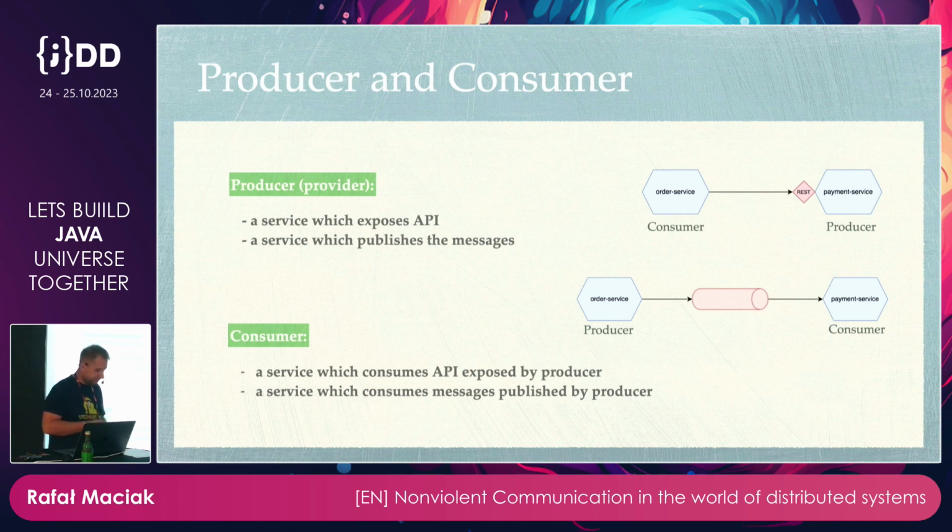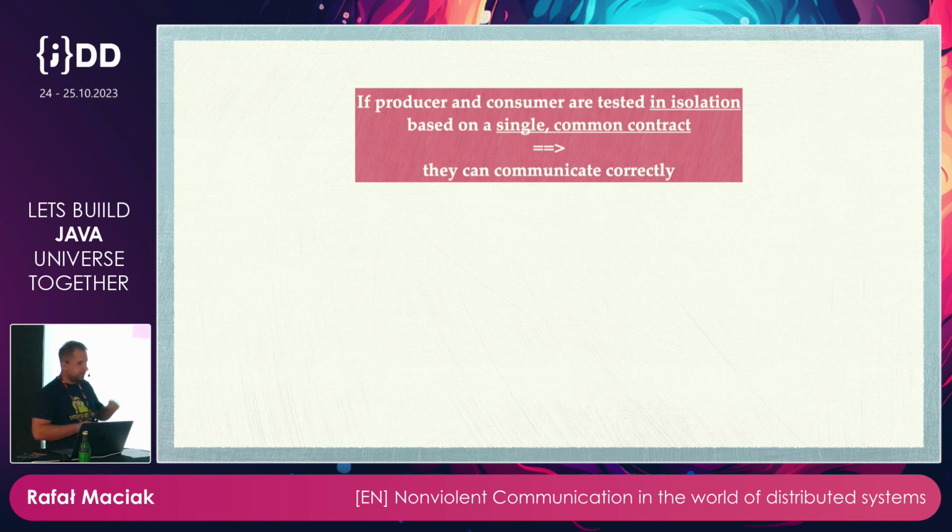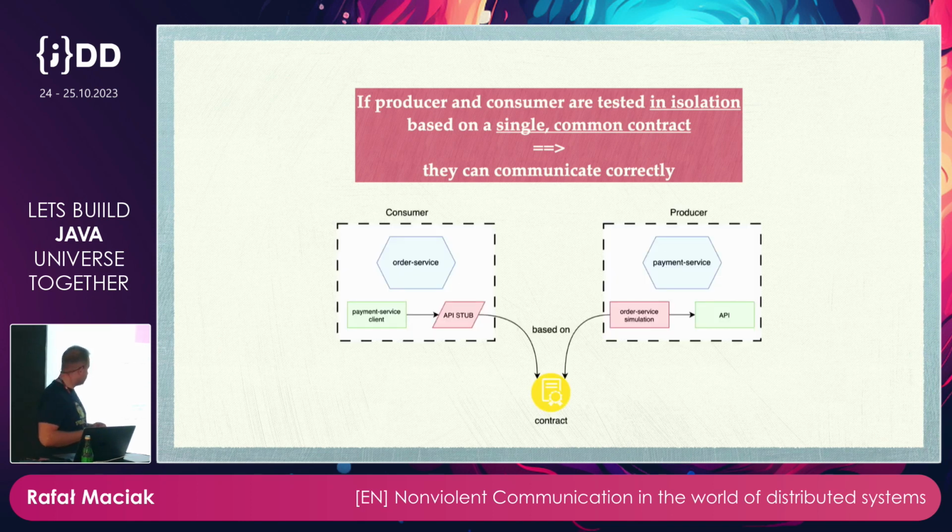Okay, now it is a very important moment of this presentation, because I will explain how contract testing ensures the communication correctness. So, if we take the producer and consumer, and we test them in isolation, however, based on one single common contract, we may be sure that the services communicate correctly. So, let's see how it works.